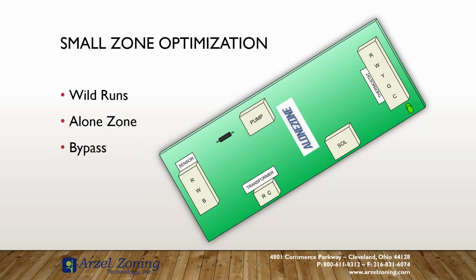So wild runs are one option. If we have a zone that's too small, but it's not necessarily a problem of under conditioning, it's a problem of over conditioning. So in the summer months, that area constantly gets too cold with the air conditioner running. In the winter months, that area gets too hot with the heat running.